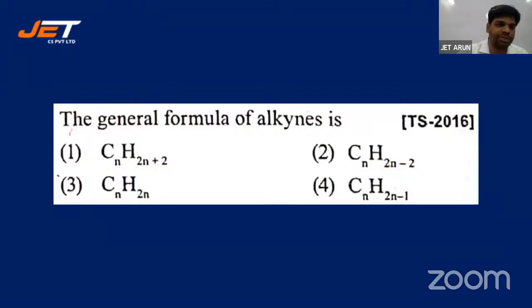I got a question now. Did you get my answer? Vaishmini, did you get my answer? All right, good. Okay, let's go for the key. It's CnH2n minus 2. Alkynes is CnH2n minus 2, students. Good. Let's go for the next one.